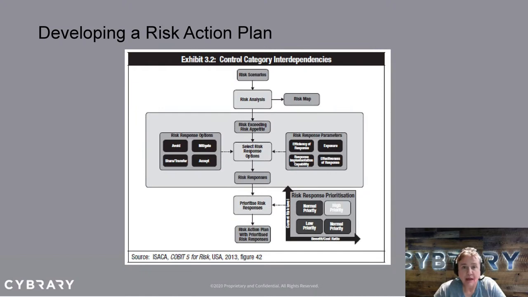If there's a threat of loss of life or any other high impact, we may choose to avoid the risk. Usually, we mitigate or transfer if we can't accept the risk. And then we implement the responses and we monitor. So you can kind of see the flow here. The responses get prioritized. We get our action plan written. And then we implement the steps that we've chosen.